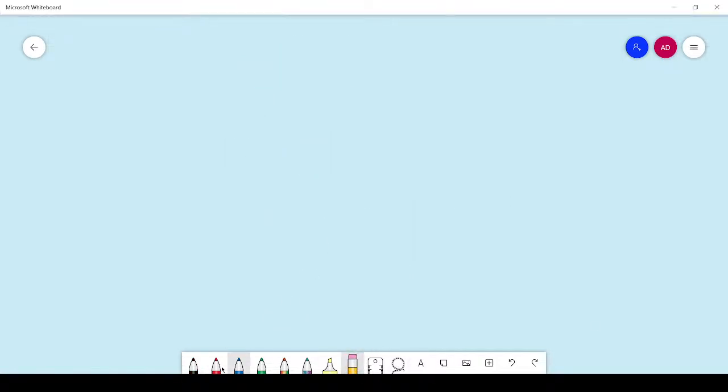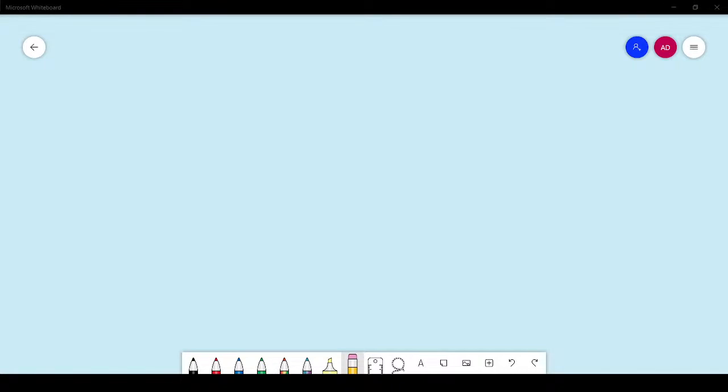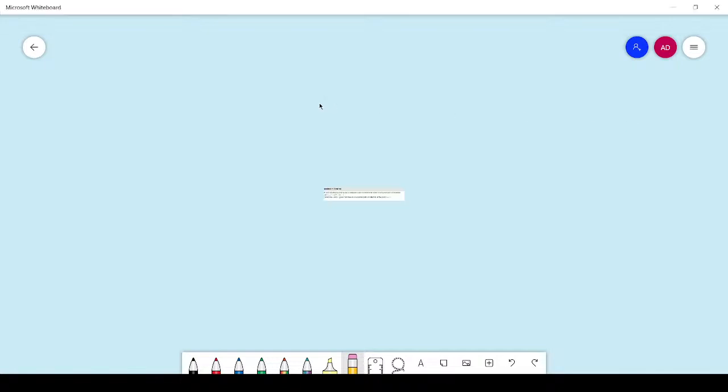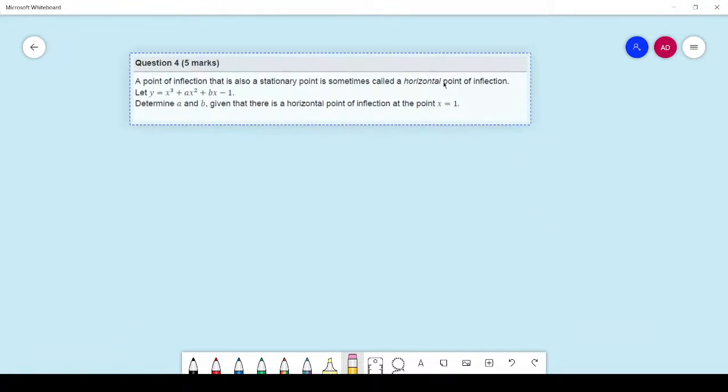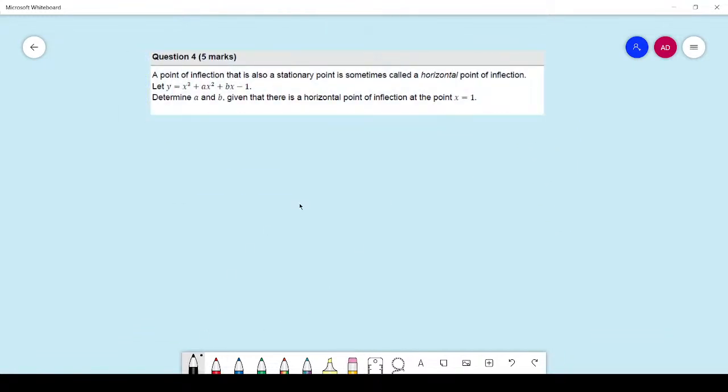Go ahead and clear that. Question 4. Just got to snip it and put it on the whiteboard. A point of inflection that is also a stationary point is sometimes called a horizontal point of inflection. Let y equals x cubed plus ax squared plus bx minus 1. Determine a and b given that there is a horizontal point of inflection at the point x equals 1.